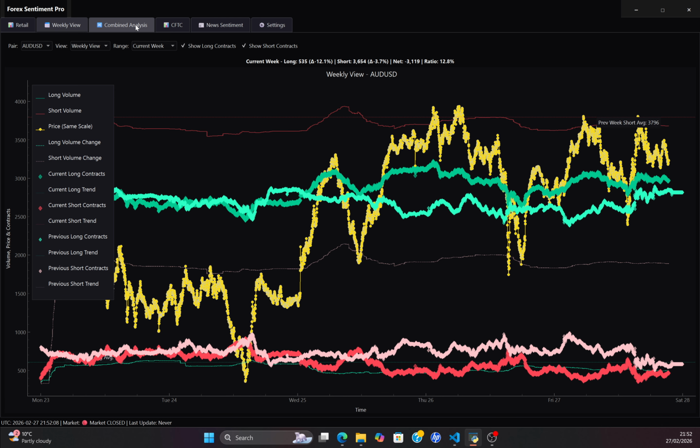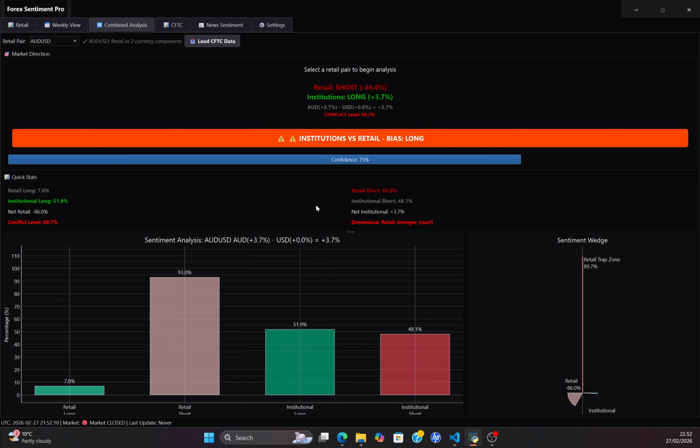So I assume, based on this analysis, because we just updated the CFTC data today, AUD/USD buyers will still be bullish for next week, as long as retail traders are selling. But we have to be careful here. Retail traders are at 93% on their short.